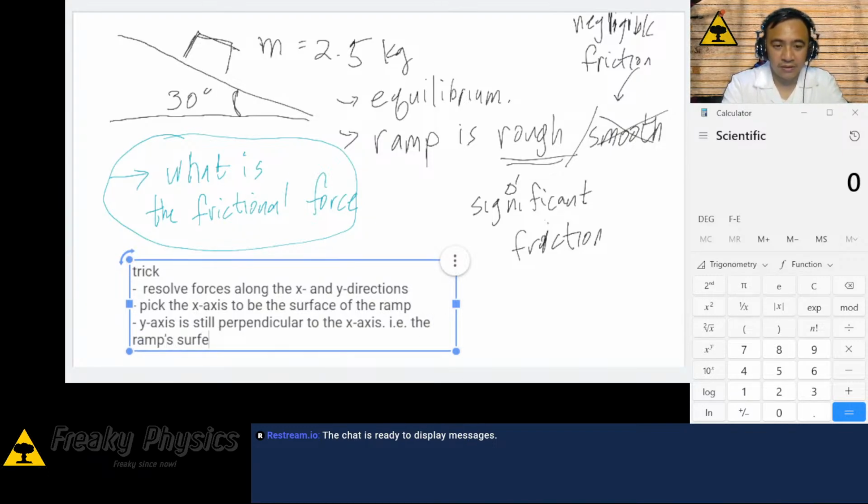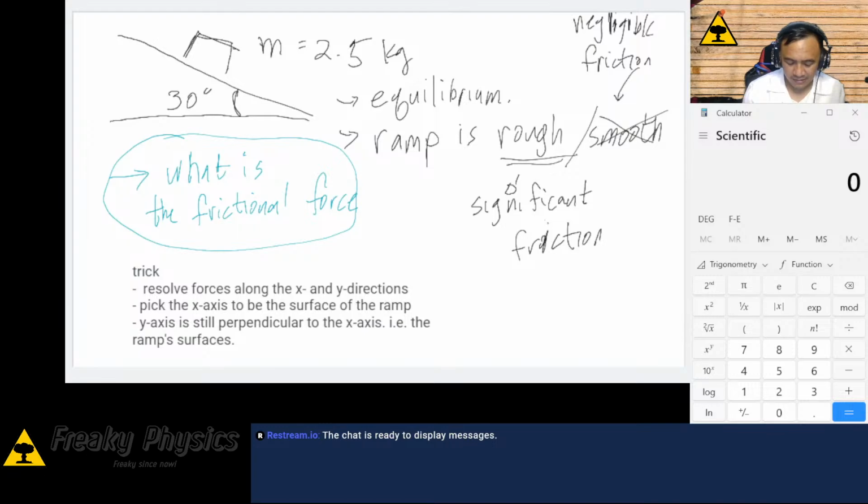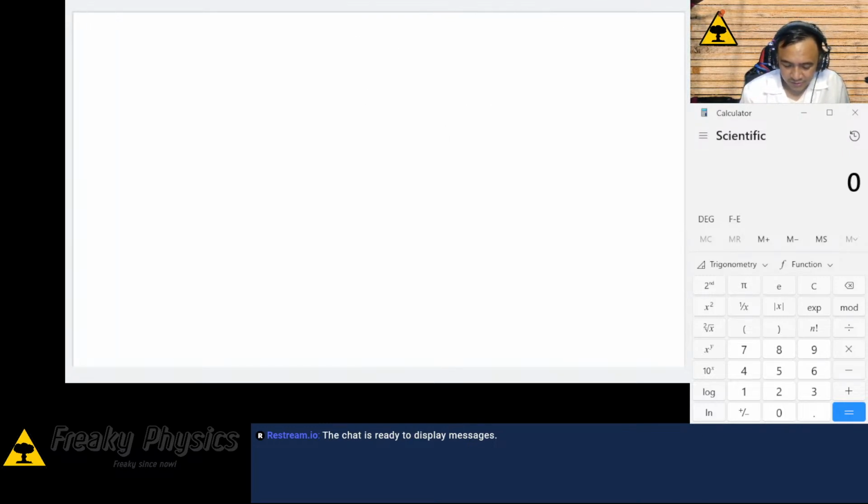This is one of those few cases wherein you don't just draw a vertical x and y axis immediately. So let's solve this problem. I'm going to show you how to solve for the frictional force given only the mass, the angle, and that the ramp is rough. There are two ways to approach this. I'm going to approach this the traditional book way for the beginning. Approach one is the one that you would normally be taught in school.